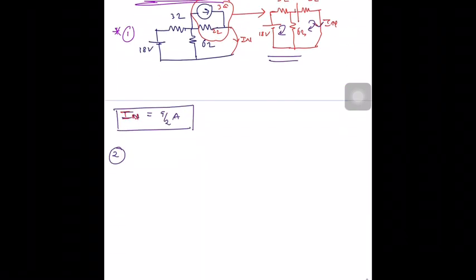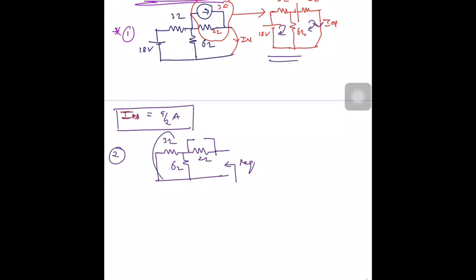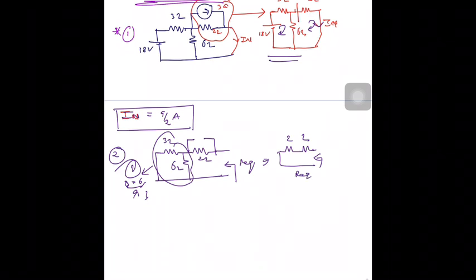For finding RTH, suppress sources. The voltage source is short circuited. Note, the current source is open circuited, not short circuited. R equivalent: 3 ohms, 6 ohms, 2 ohms. 3 parallel to 6 is 3 into 6 by 3 plus 6, which is 2 ohms, and 2 ohms. Now R equivalent is 4.